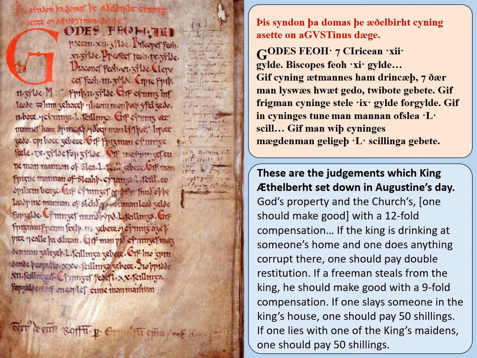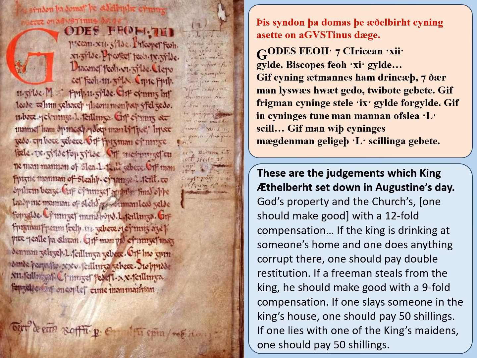God's property in the churches, one should make good with a 12-fold compensation. In other words, if you stole £1 from them, you would owe them £12 in compensation. But then it applied to other things as well, including what the king's own followers might do. Further down the page it says, "If the king is drinking at someone's home and one does anything corrupt there, one should pay double restitution." So in other words, whatever wrong they do, they should pay double what would make up for it.